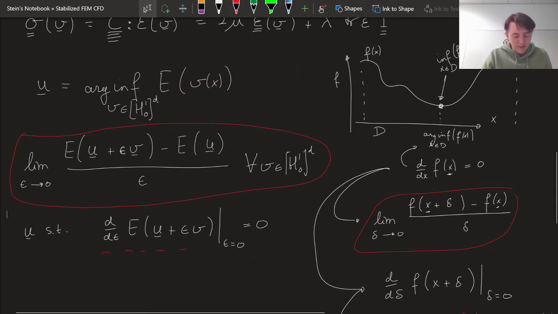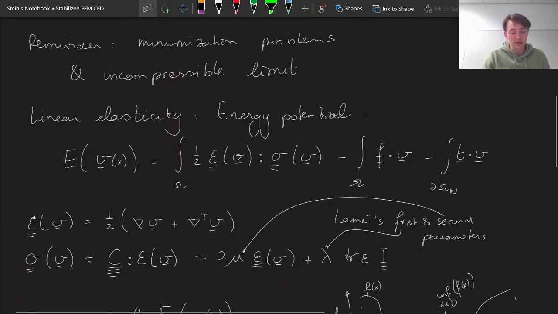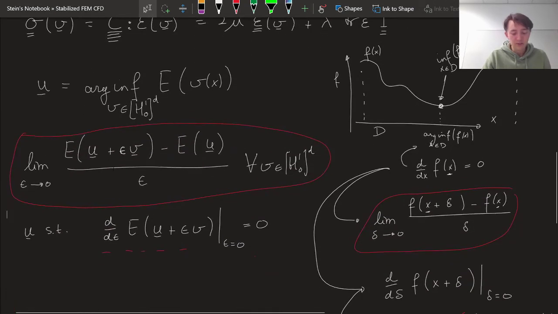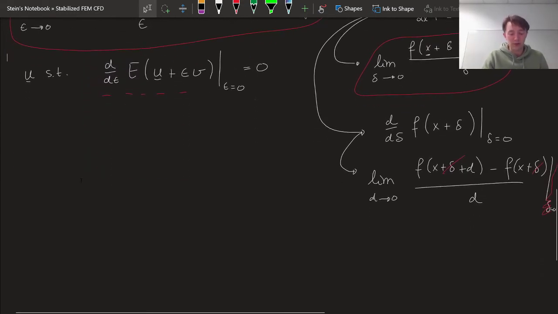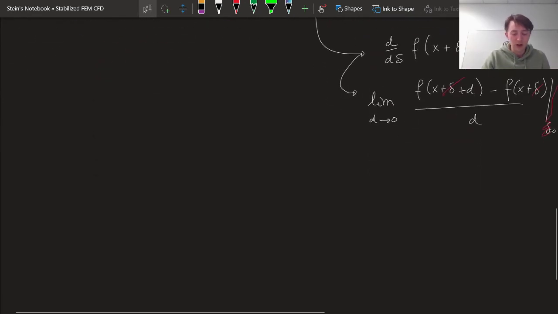Okay, so what I'm going to do is substitute these input arguments into my definition of my energy. I'll do that with u plus epsilon v, and I'll do that just with u. I'm going to subtract that, divide by epsilon, and then take the limit. So I'm just going to exactly perform what I've written down right here.